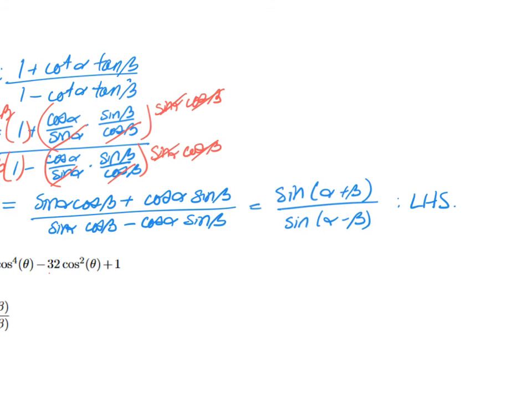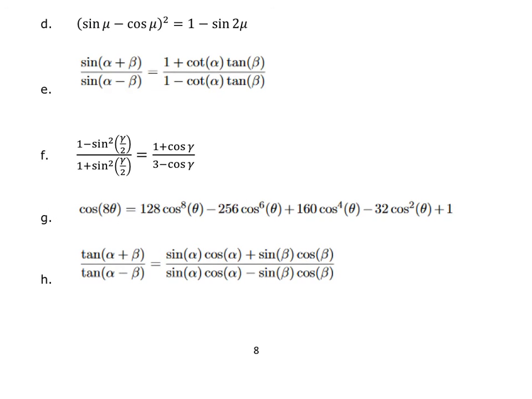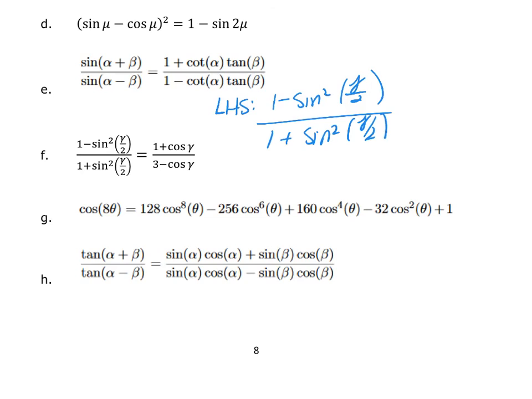All right, let's take a look at our next example. On this next example, I'm going to choose the left-hand side. So, choosing the left-hand side, I have 1 minus the sine squared of gamma divided by 2, over 1 plus the sine squared of gamma divided by 2.